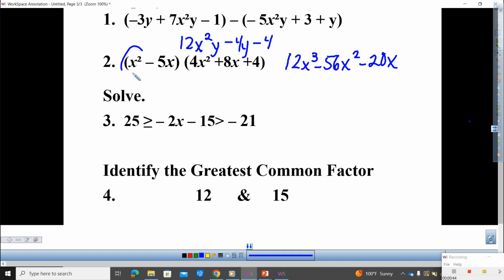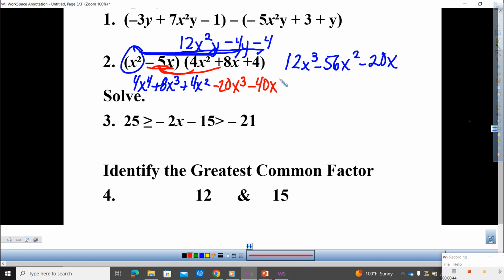Here it goes. I'm going to multiply this one times all 3 using distributive property. What is x squared times 4x squared? 4x to the 4th. Next, x squared times 8x. 8x to the 3rd. x squared times 4, that is 4x squared. I'm done with that. I go to the second term times all 3 again. Negative 5x times 4x to the 2nd, that's negative 20x to the 3rd. That is negative 40x squared. And that is negative 20x. So far so good?